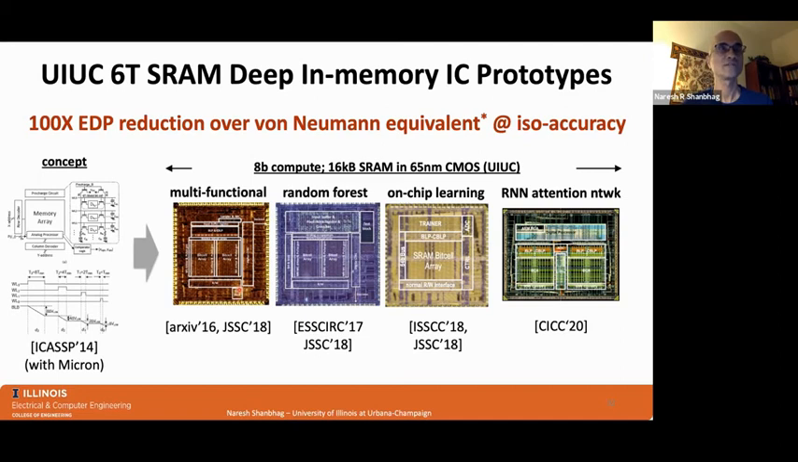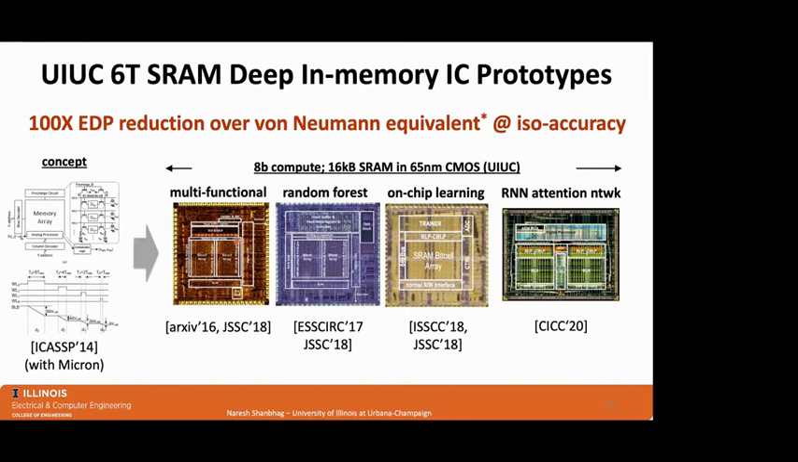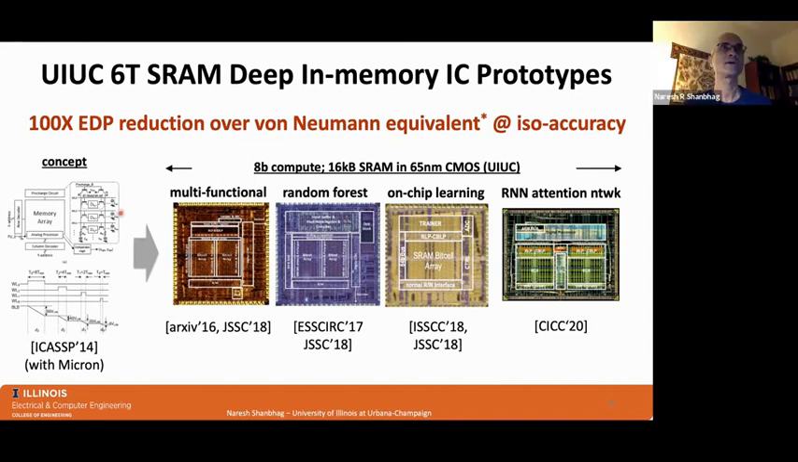But with machine learning methods, we are desperate. We want to reduce energy cost. We want to reduce the latency. And so people are aggressively pursuing these methods. And our group actually proposed this idea for the first time in 2014. And then we have come out with a number of chips in 65 nanometer process and shown pretty dramatic gains, that is, reductions in energy delay product over an equivalent von Neumann architecture.